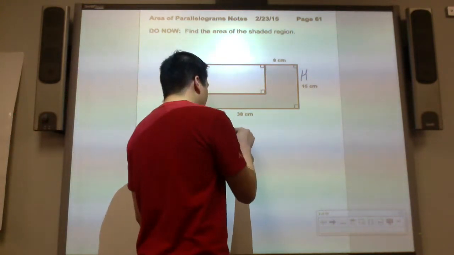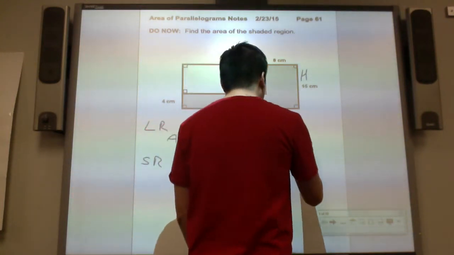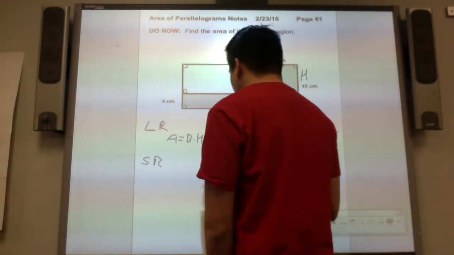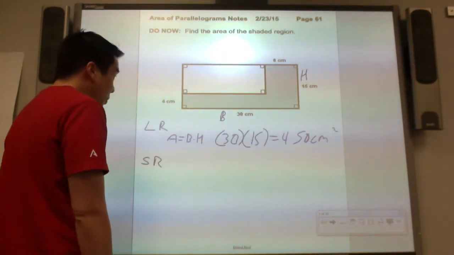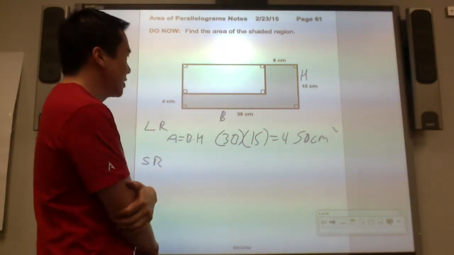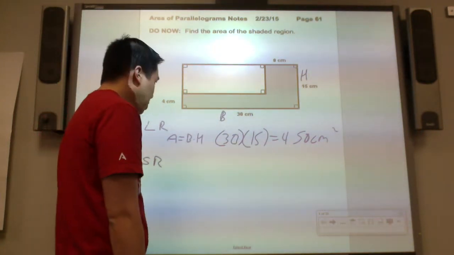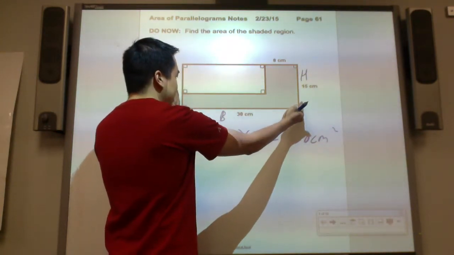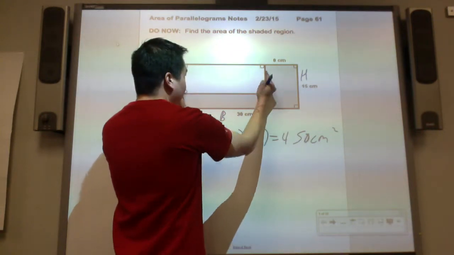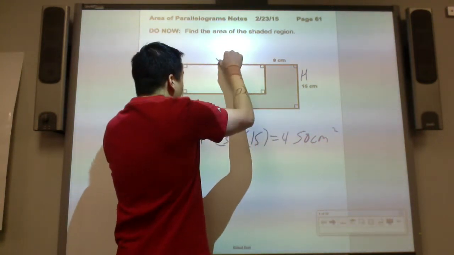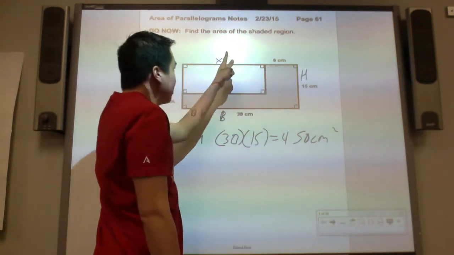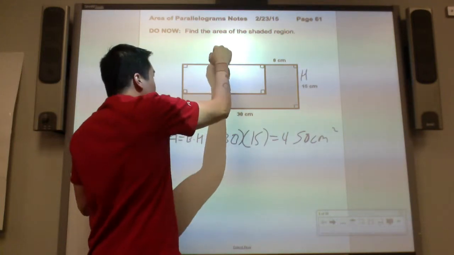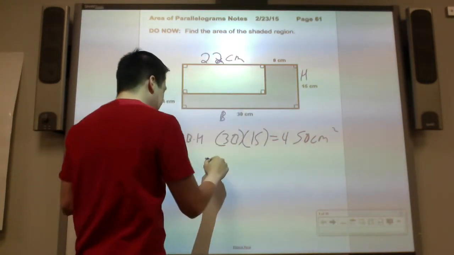Well, the base is 30 times the height is 15. That's 450 square centimeters. In the smaller rectangle, they did not list the base or the height, but we can deduce it from this. From here to here, it is 30 centimeters. So from here to here, what would it be? If this is 8 centimeters here, what should you add to 8 to get 30? This will be 22 centimeters, the base.